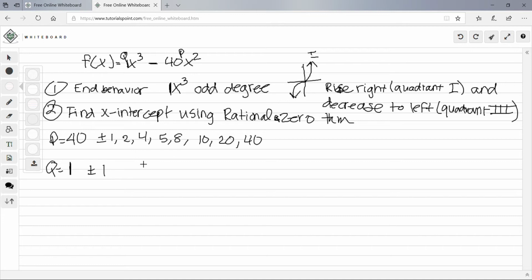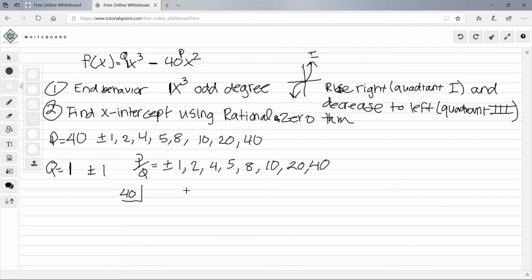Now, when you do the p over q, because that's the rational zero theorem, our possibilities are now just 1, 2, 4, 5, 8, 10, 20, and 40. These are our possibilities. So you gotta just literally pick and check, guess and check one. So I will use 40, just regular 40, positive 40.